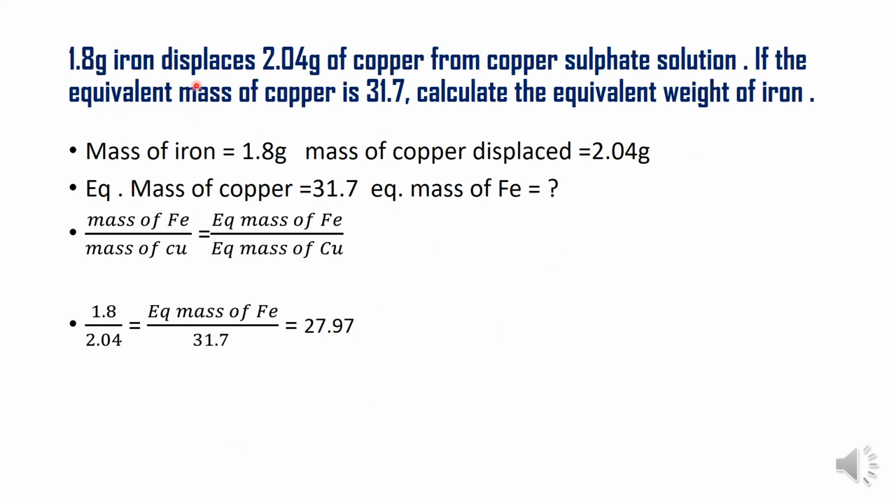So let us see, 1.8 gram iron. So the mass of iron is 1.8. And the mass of copper is how much? 20.4 grams, to form copper sulfate solution. If the equivalent mass of copper is 31.7. So iron is displacing copper from copper sulfate solution, and the equivalent mass of copper is given. You have to find the equivalent weight of iron. So mass of iron by mass of copper is equal to equivalent mass of iron by equivalent mass of copper. So just take the ratio of their masses equal to the ratio of their equivalent masses. So 1.8 by 2.04 is equal to equivalent mass of iron by 31.7 grams. So finally the answer you get is 27.97 grams.